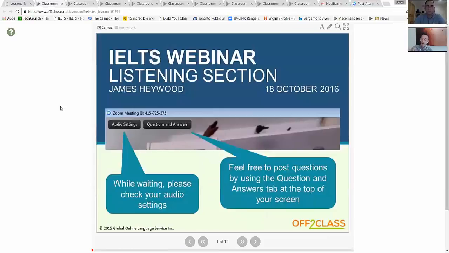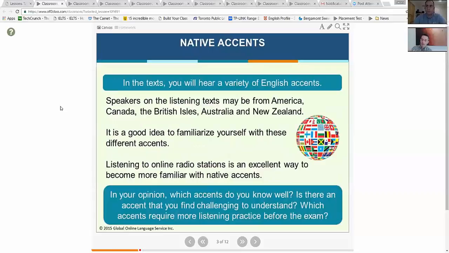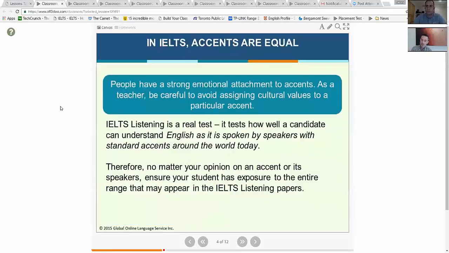The other thing I want to mention is because as human beings we have a strong emotional attachment to accents, one of the errors that I have seen teachers make with IELTS candidates is they put their own cultural values onto the accent that is spoken. We all have accents that are harsh to the ear, others that are pleasant sounding, others that may sound more educated than others.